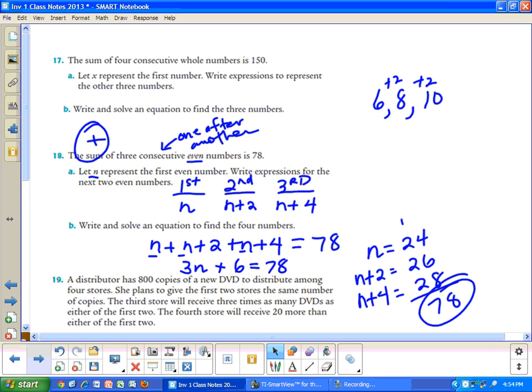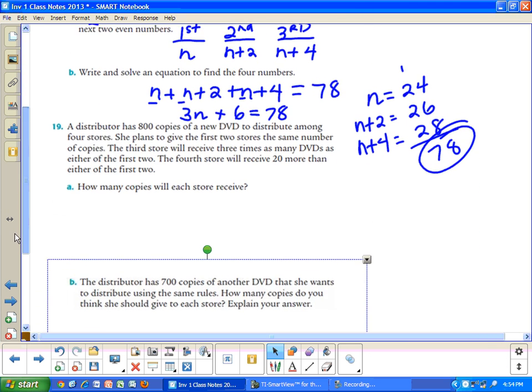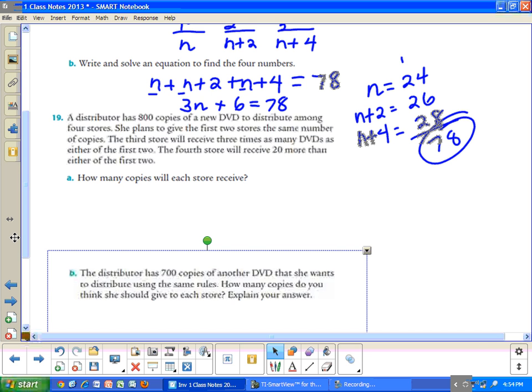All right. I'll do one more with you. It says a distributor has 800 copies of a new DVD. So that's an important piece of information, 800 copies, to distribute among 4 stores. There's 4 stores. She plans to give the first 2 stores the same number of copies. So that's a helpful hint.